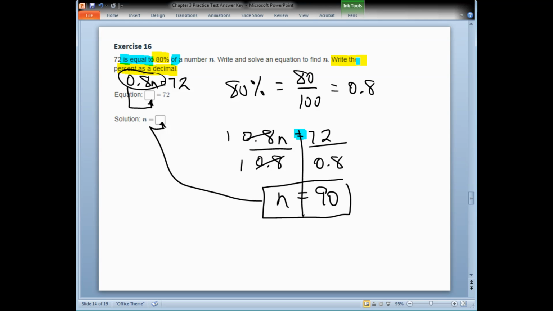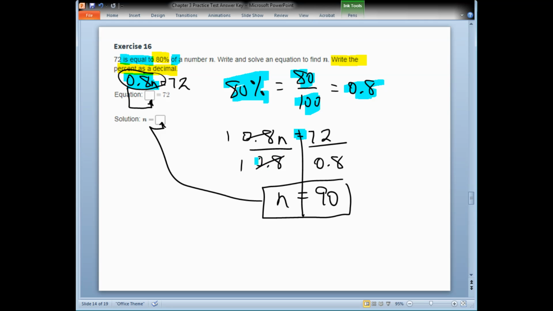And here's an important point. It says write the percent as a decimal. So I need to take 80%, which I know all I have to do is write it over 100. And that's just 80 hundredths, which is the same as 8 tenths. And so I can write down the decimal. Okay. So the equation for this would be, what am I going to put in the box? I'm going to put 0.8n in the box because the 72 is already there.